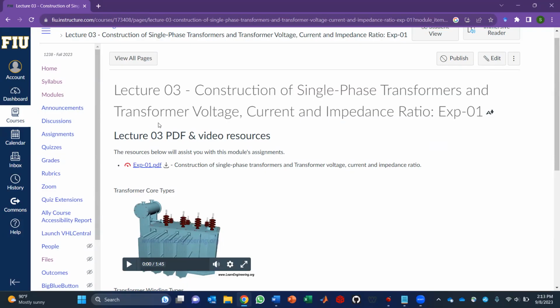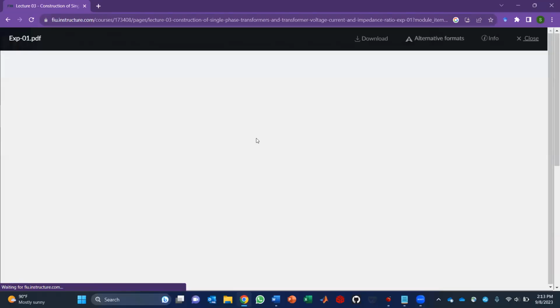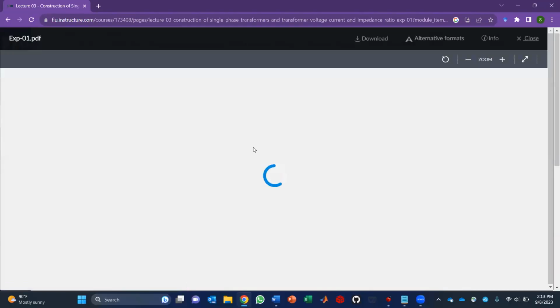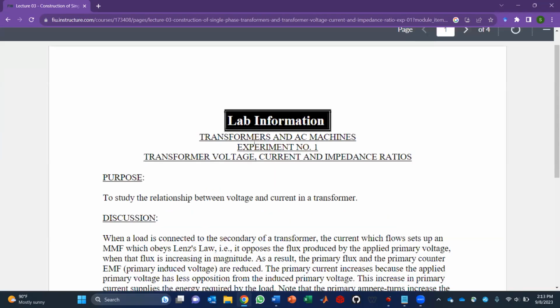So today we are gonna do experiment number 1, which is related to construction of a single phase transformer and transformer voltage, current, and impedance ratio. So if you click here, you can click this link, or you can click this link. So either way you'll be able to download it. I hope there won't be any problem like before, like the last class. So this is the PDF of it.